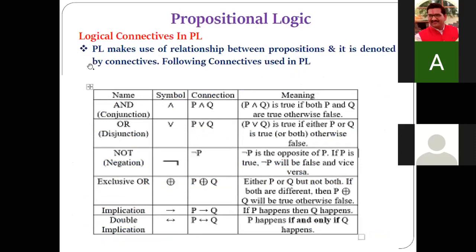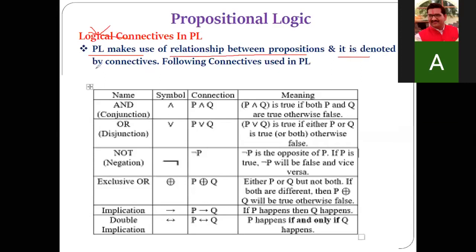Now let's come to another important point, that is the logical connectives or the logical operators utilized in propositional logic. In propositional logic we make use of relationships between the propositions, and this relationship is denoted by the connectives. For example, previously we made two statements, it is hot and it is humid. So these are the two statements. Understood? Now in order to represent the relationship between these two propositions, we need to take the help of some operators. Yes or no?